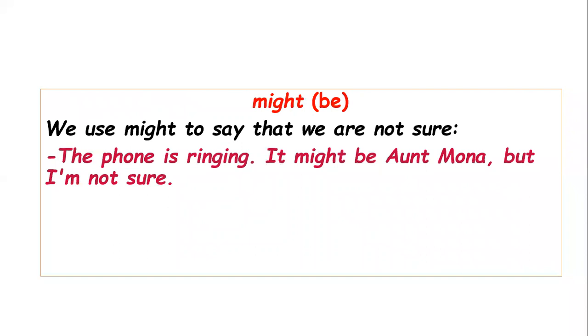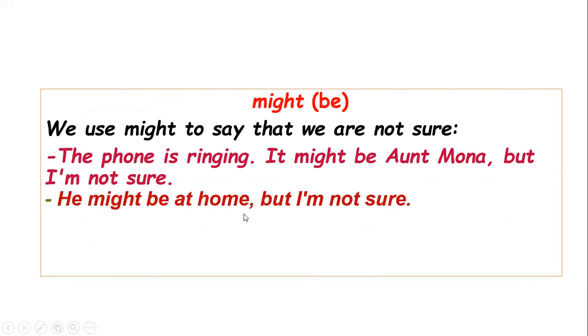Look at this example. The phone is ringing. It might be Aunt Mona. It might be محتمل أن تكون. But I'm not sure. أنا لست متأكدا. Because I'm not sure, we used might.